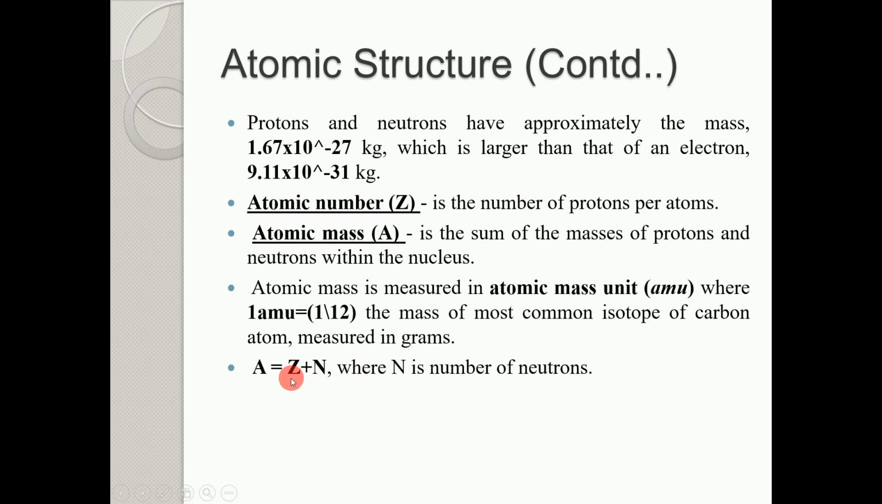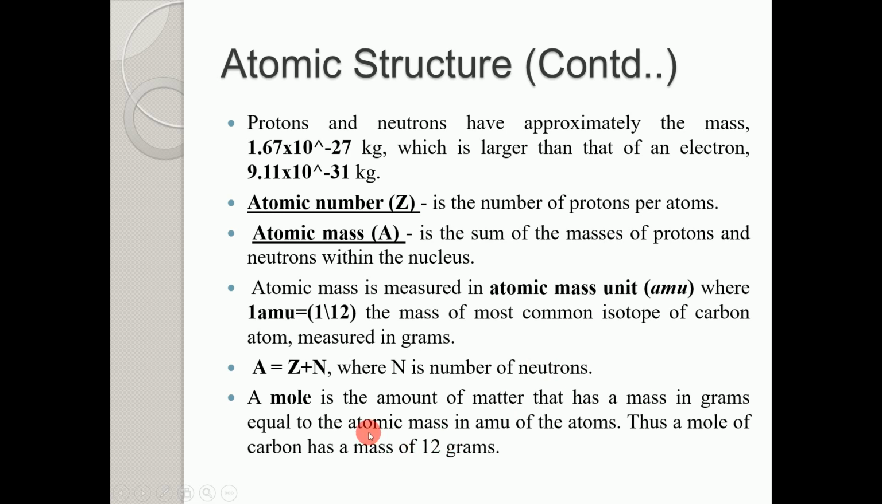We can symbolically write atomic mass A is equal to Z plus N, where Z is the atomic number, which is nothing but the number of electrons or protons, and N is the number of neutrons. A mole is the amount of matter that has a mass in grams equal to the atomic mass in AMU of the atoms, and thus a mole of carbon has a mass of 12 grams.